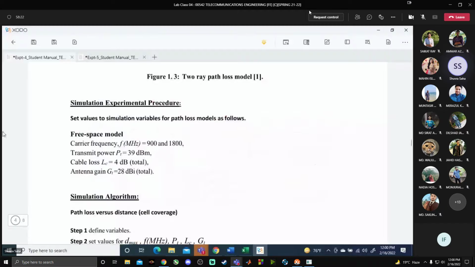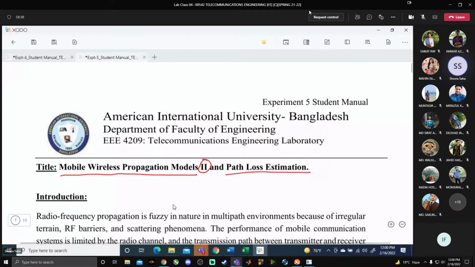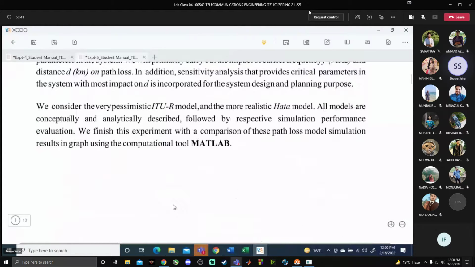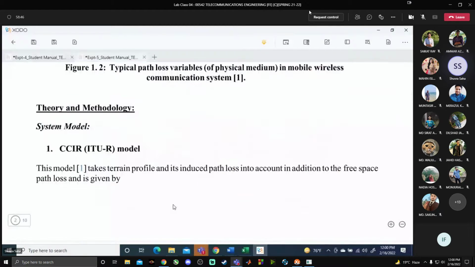So we will not see a simulation here, because these simulations are already there in experiment number 5. We will do the simulation of everything together there. So with that note, let me move to experiment number 5 quickly, and you will see that the background theory and everything are the same as experiment 4. Only here we will be looking at two most commonly used practical propagation models. The first one is called the CCIR or ITU-R model, and the second one is called the HATA model.